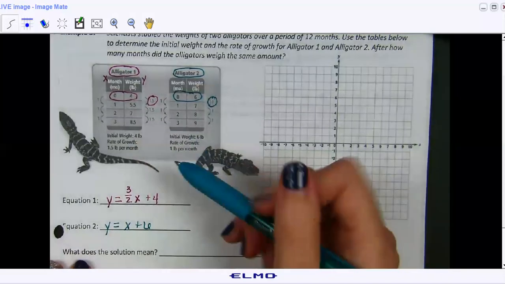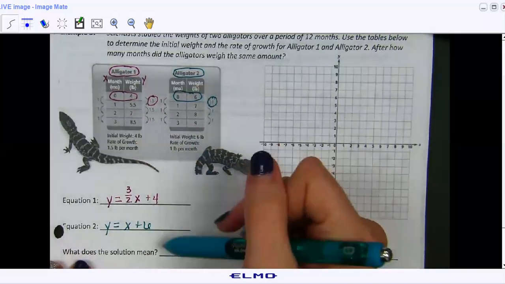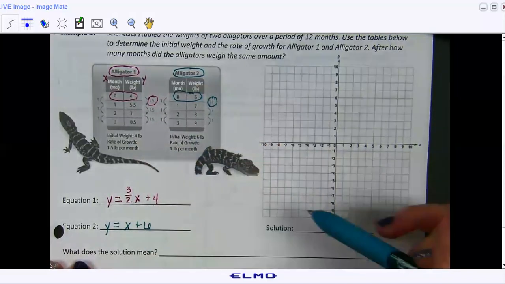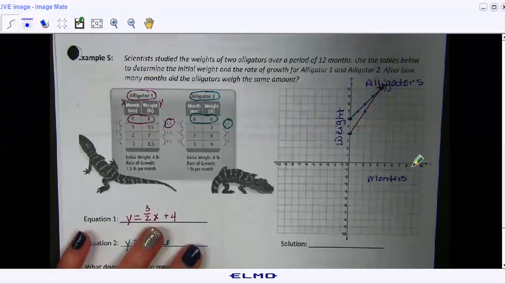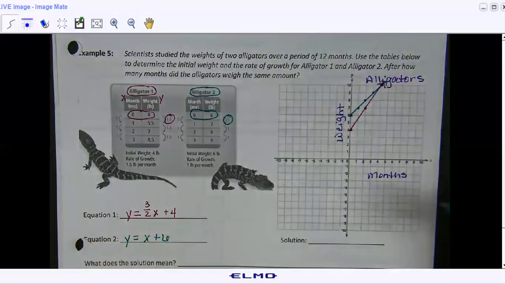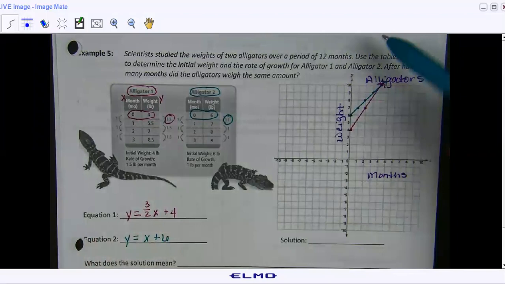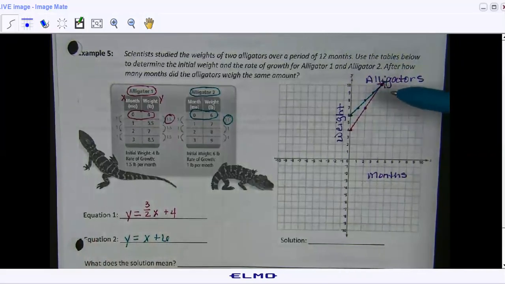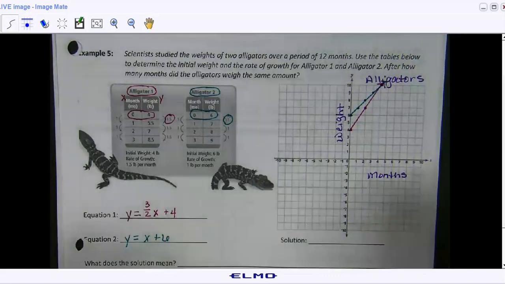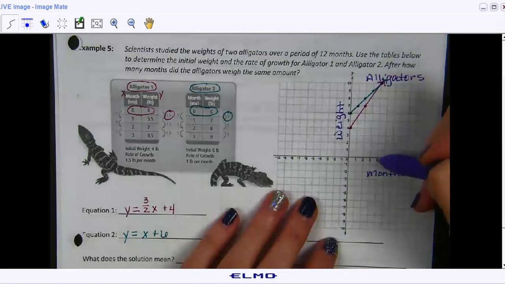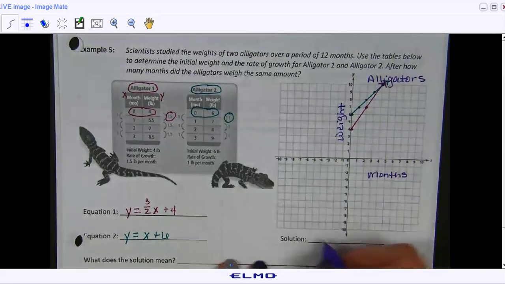Now, what I want you guys to do is graph these two equations, and we're going to find the point of intersection and then describe what that point of intersection represents. So go ahead and graph, please. Okay, so when you are finished graphing, you should have something that looks like this. And we need to figure out where our lines are intersecting. So it looks like they're intersecting at (4, 10). So our solution is (4, 10).